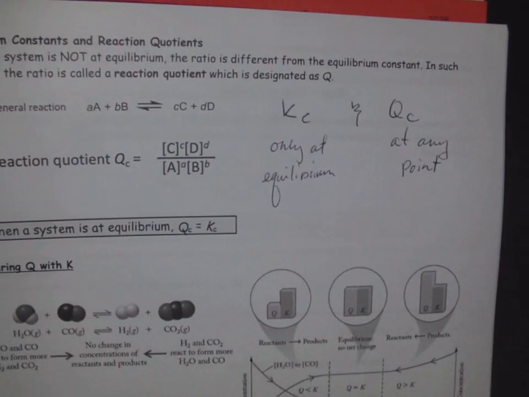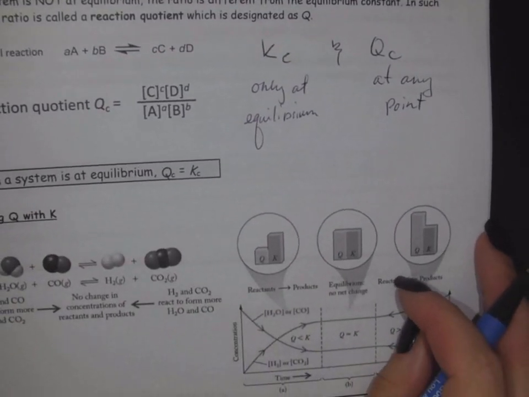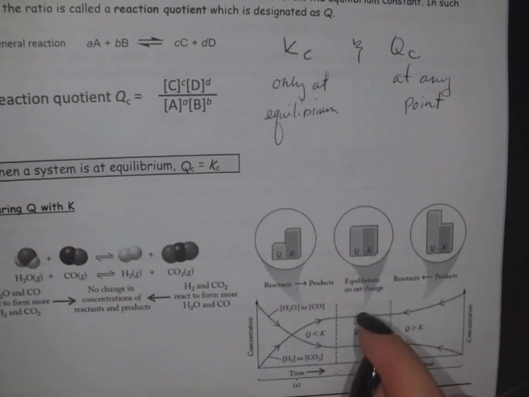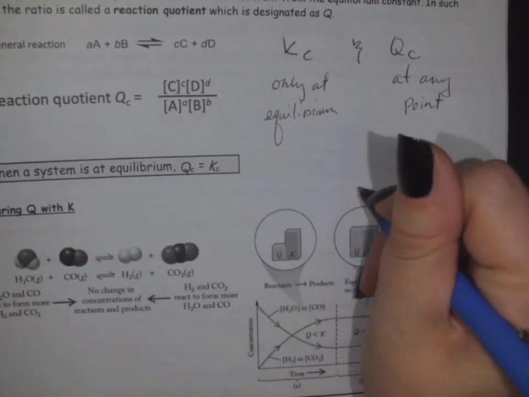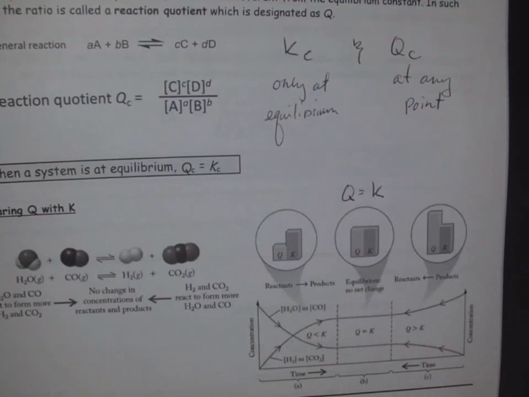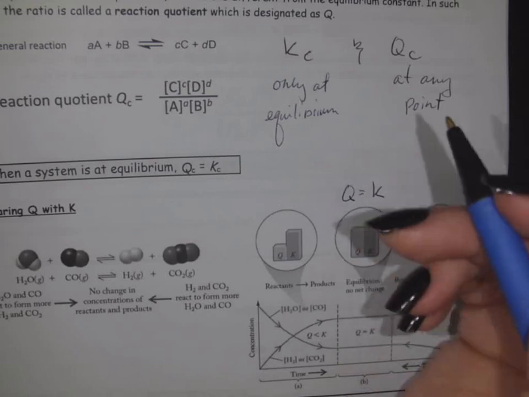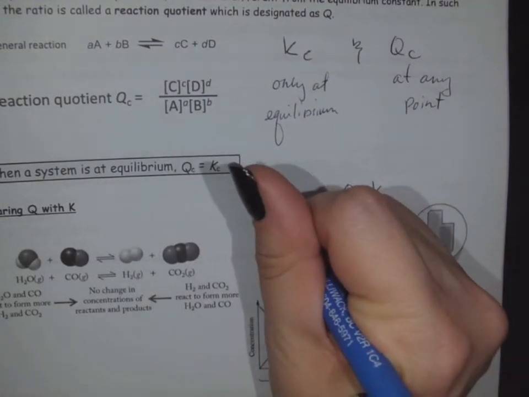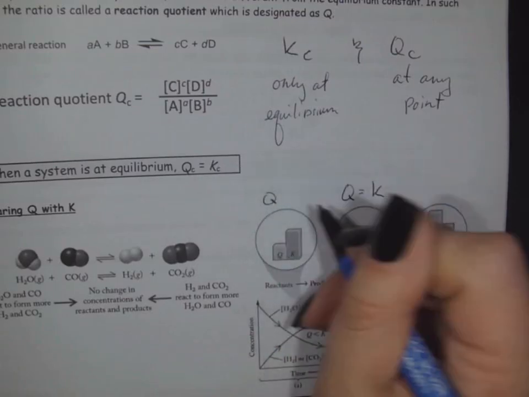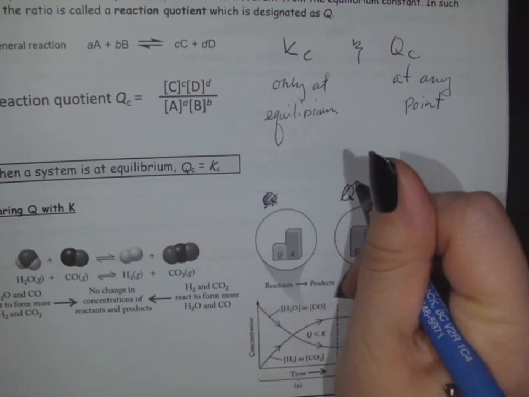So here's what's cool. If we calculate Q and we know what K is and they're equal, like our QC value is equal to our KC value, that is only true at equilibrium. So then it'd be like, oh, it must be at equilibrium. But if Q is smaller than K, and actually I want to flip these around and I'll explain why in a moment.